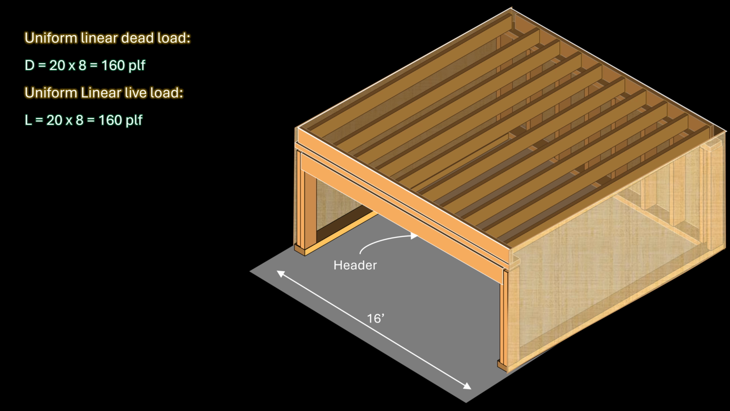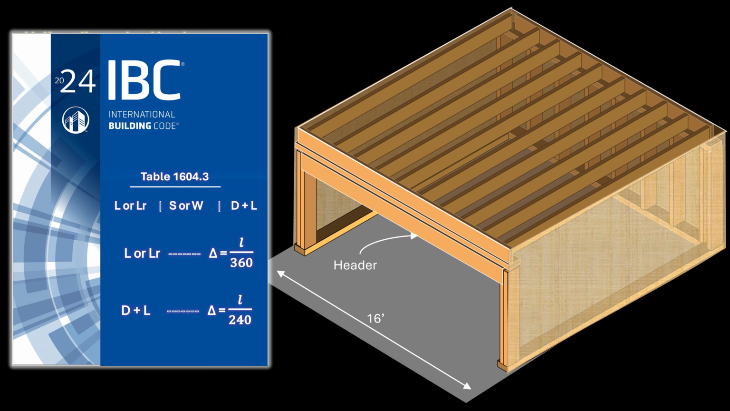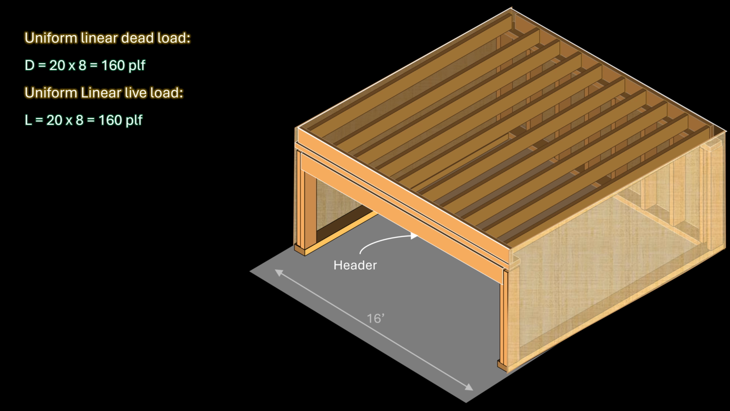Finally, let us now look at the long-term deflection limit. According to Table 1604.3 in Chapter 16 of the IBC code, the dead plus live load limit is L over 240. Since the span is 16 feet, the deflection limit in inches will be the quotient of the product of 16 feet and 12 inches per foot and 240, which is 0.8 inches.